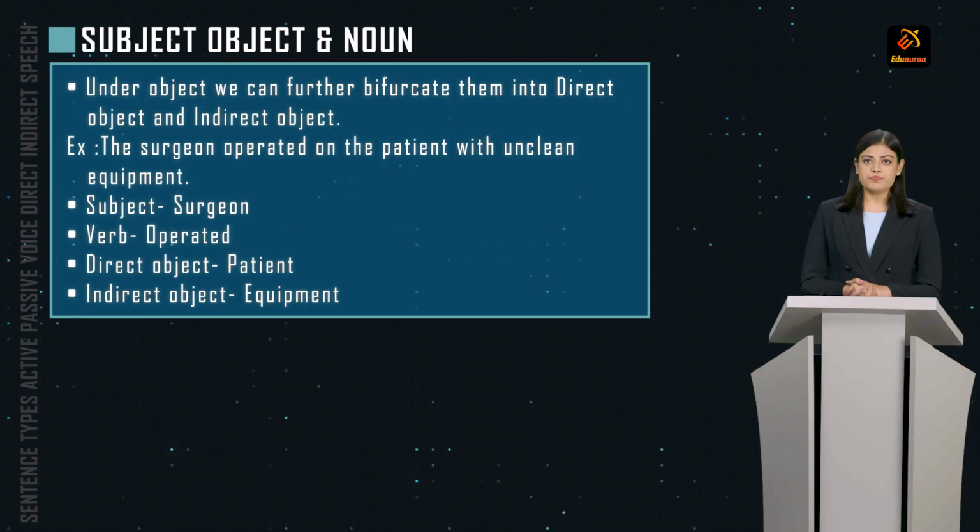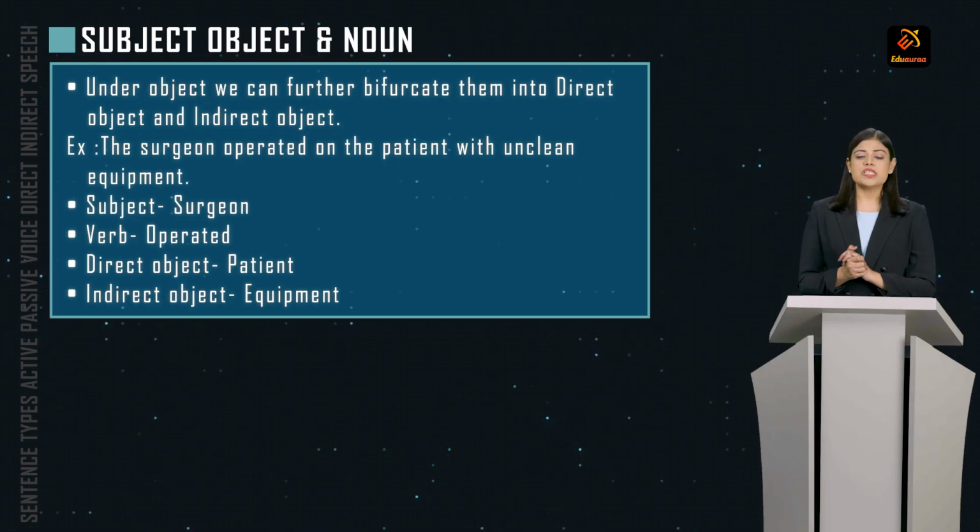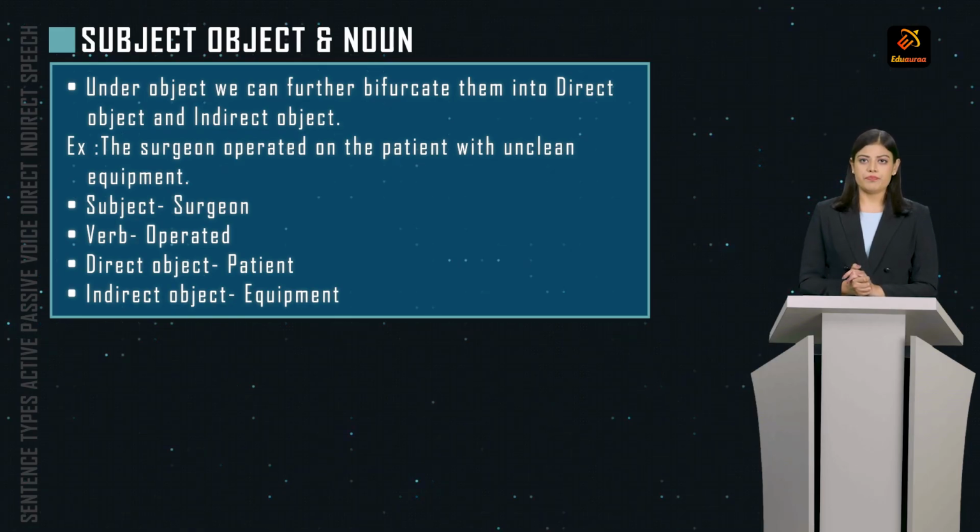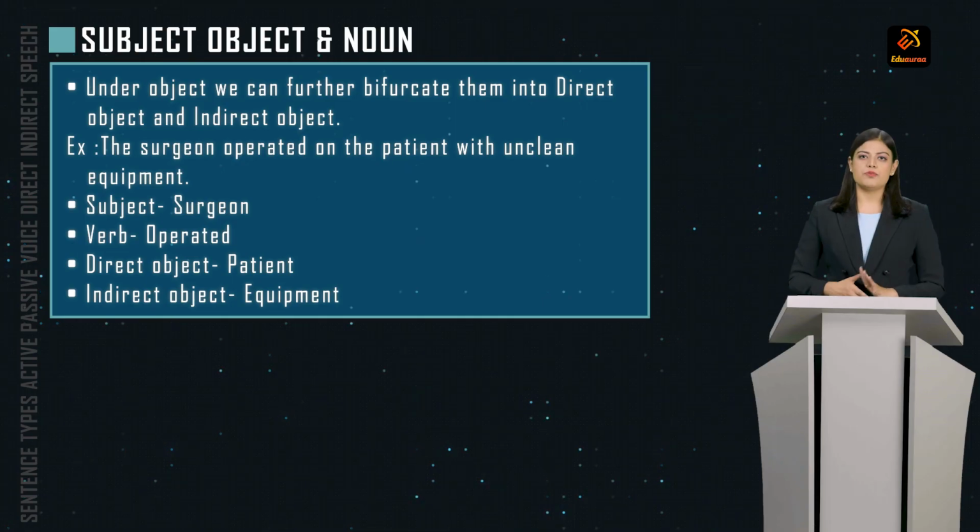It's very simple. If I tell you the surgeon operated, what's the first question that will come to your mind? Would your first question be with what kind of equipment, or would your first question be on whom? It's going to be on whom, right? If I told you that the surgeon operated, your first follow-up question will be on whom did he operate? And the answer will be patient.